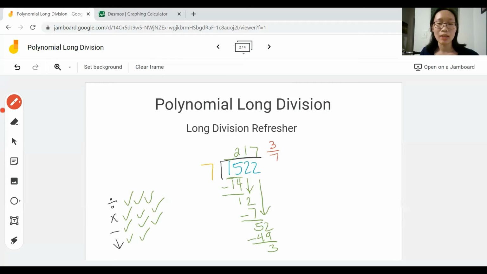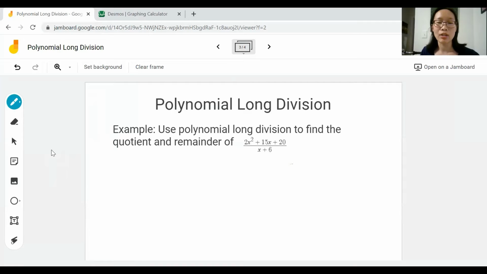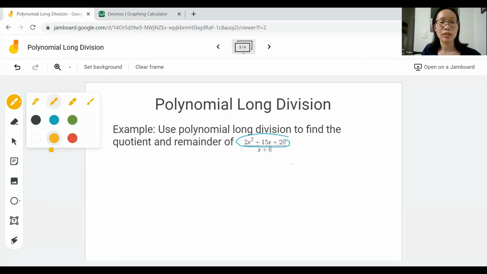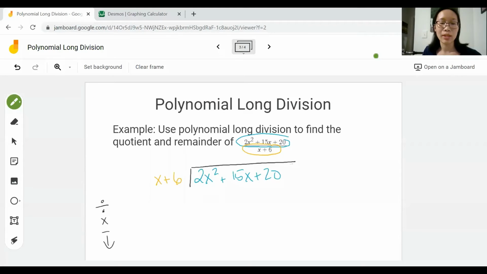We can do the same exact thing with polynomials. In this example, we're asked to use long division to find the quotient and remainder of 2x squared plus 15x plus 20 divided by x plus 6. Our numerator is our dividend, and our denominator is our divisor, so then I'll just set up the house accordingly. I've also written my symbols on the side to remind me of my steps.